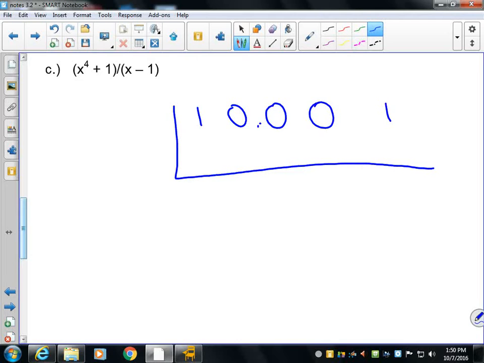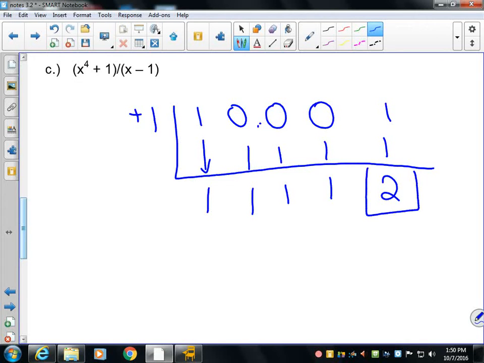Okay? What number goes out in front here? A positive 1. So we carry this one down, we get 1. 1 times 1 is? 1. 0 plus 1 is 1. 1 times 1 is 1. Add gives me 1. So what's this? The remainder.